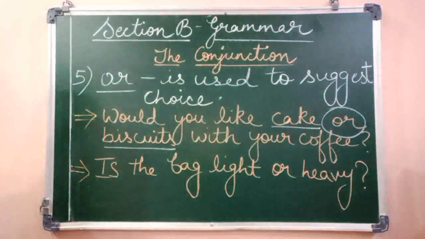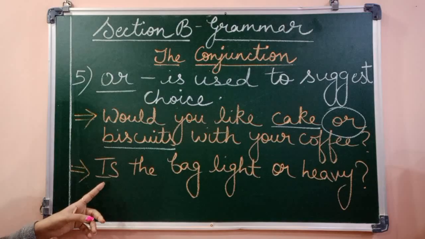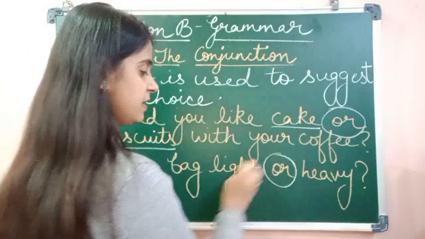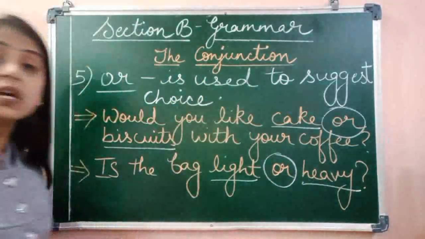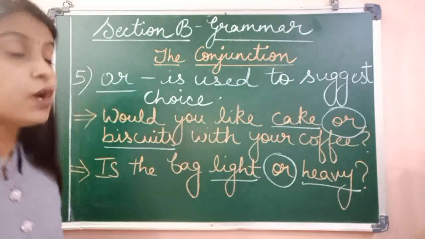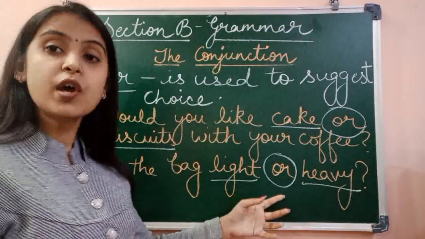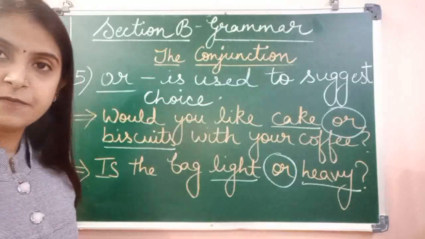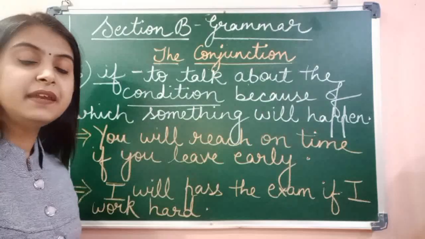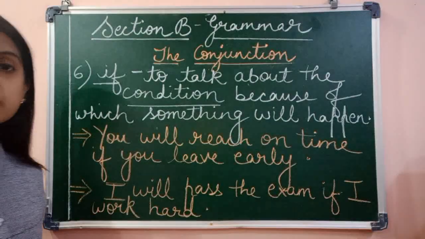Right? Same way, just have a look at the second example. Is the bag light or heavy? Again, there is choice, light or heavy. Heavy is the second alternative. So or is basically used before the alternative. Alternative means option.